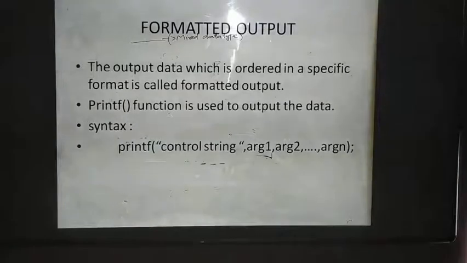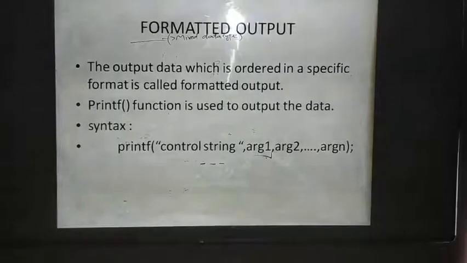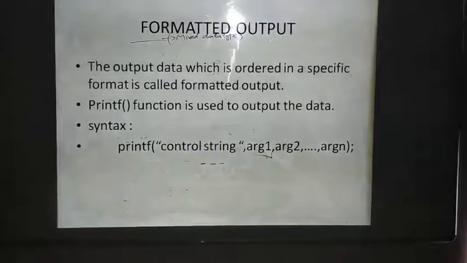Formatted output. What is formatted output? The output data which is ordered in a specific format is called formatted output. The printf function is used to output the data. What is the syntax? Same. Similar to scanf, printf also has a control string and argument 1, argument 2, and so on, up to argument n.